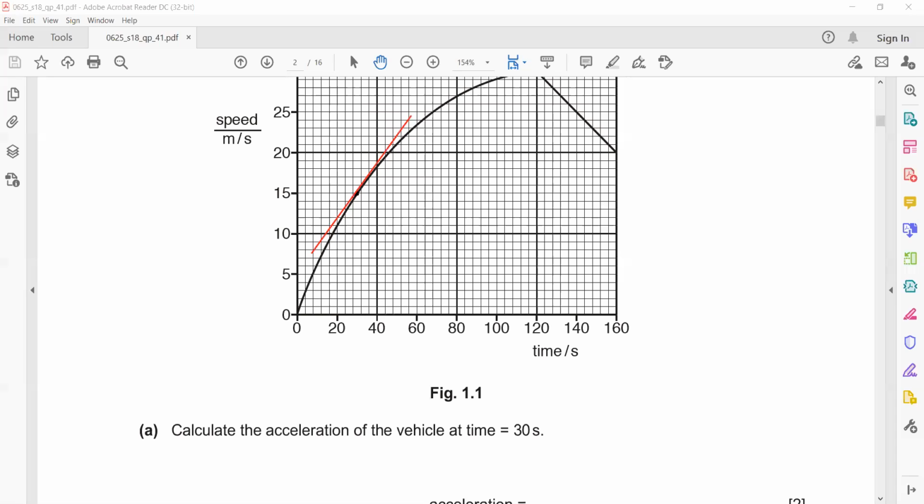And find the gradient of the tangent using the formula y2 minus y1 over x2 minus x1. The first value on the x-axis is called x1, the second value on the x-axis is called x2, the first value on the y-axis is y1, and the second value on the y-axis is y2. And you will use the formula for gradient, y2 minus y1 over x2 minus x1. Because it is a curve, we have to draw a tangent and find the gradient of the tangent to find the acceleration, because this object does not have a constant acceleration; it is continuously changing.